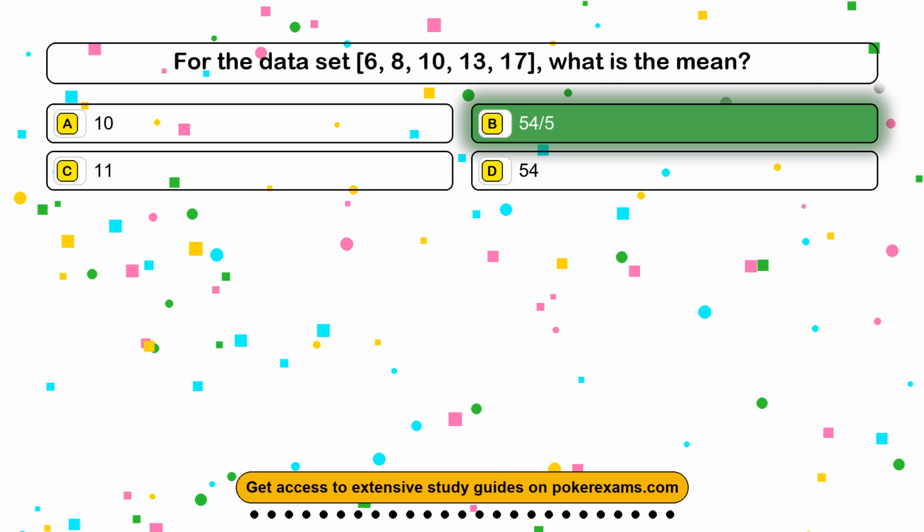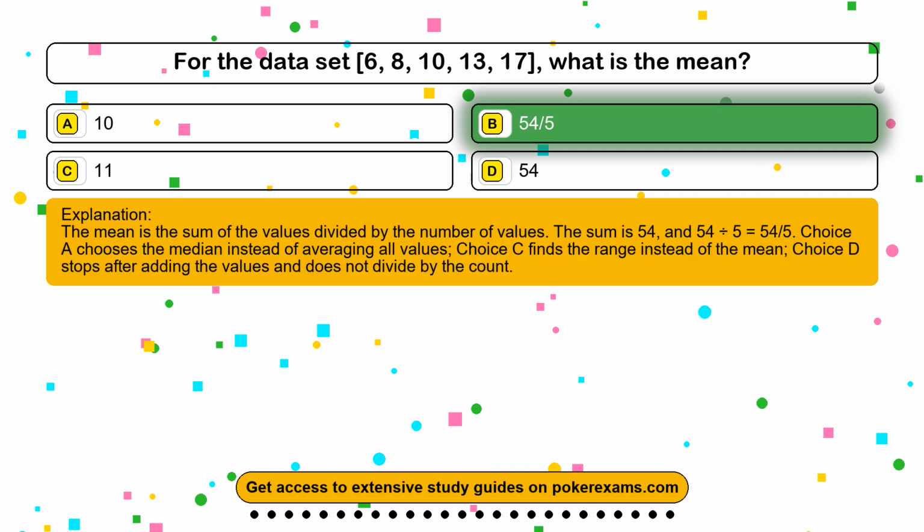The correct answer is option B, 54/5. The mean is the sum of the values divided by the number of values. The sum is 54, and 54 divided by 5 equals 54/5. Choice A chooses the median instead of averaging all values, choice C finds the range instead of the mean, choice D stops after adding the values and does not divide by the count.